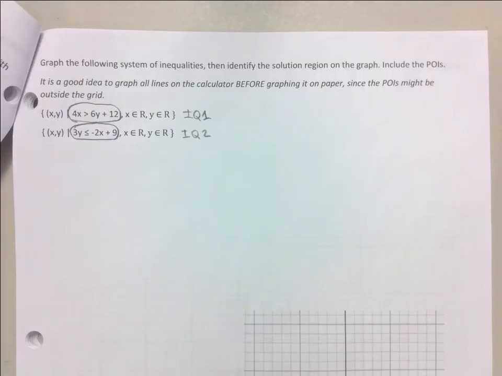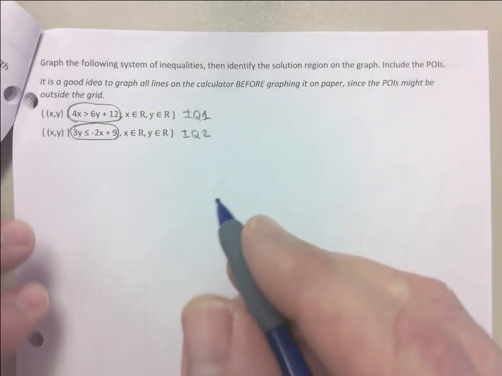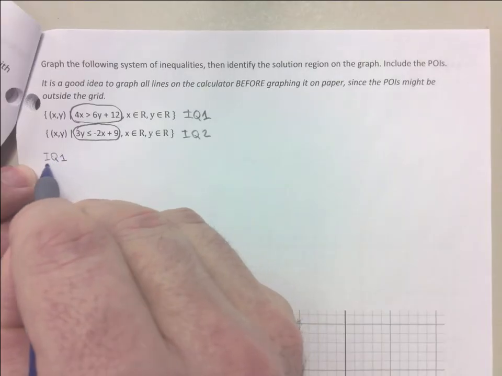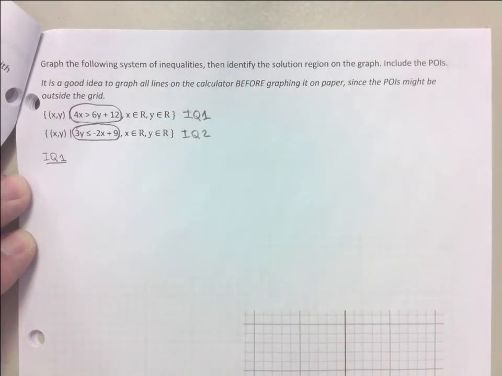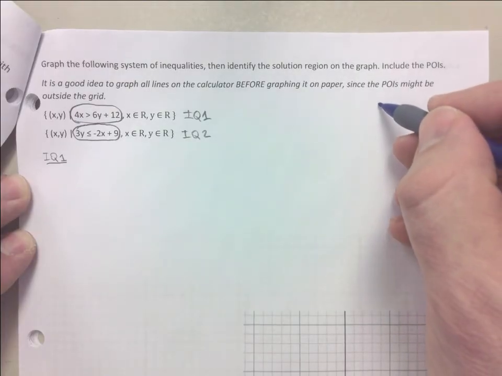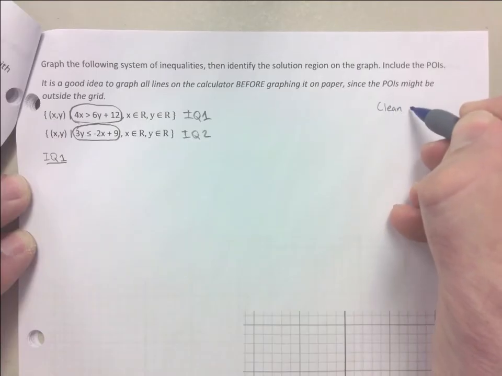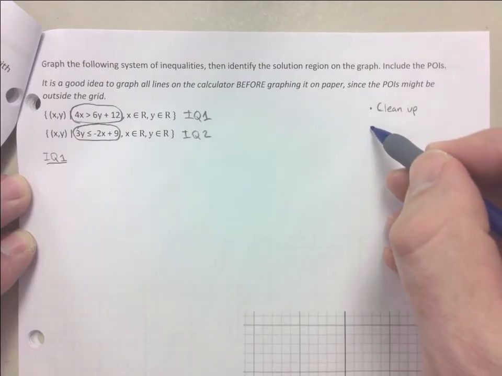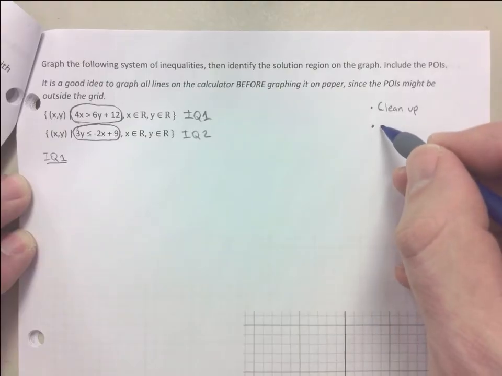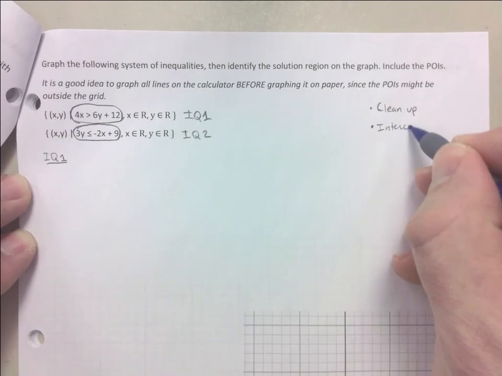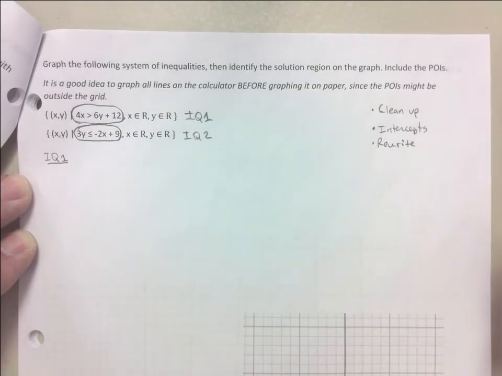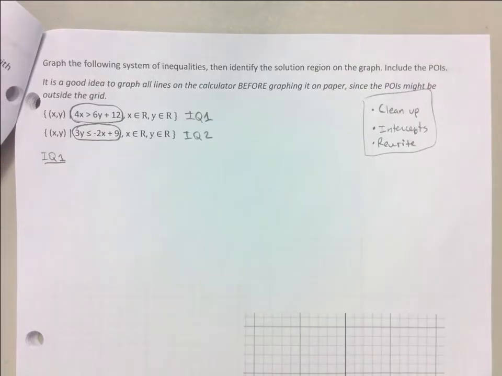Let me just get to my solution here. So I will work with inequality 1. This is where you need to be organized, okay? I will remind you, clean up at home as well, your room, right? Clean up. Intercepts. Rewrite. This is kind of what you should always have in the back of your head: clean up, intercepts, rewrite.